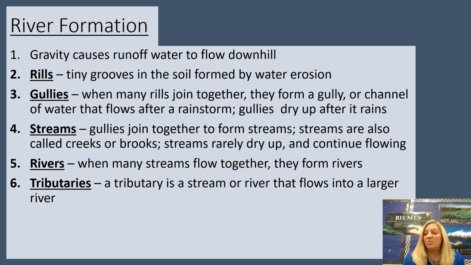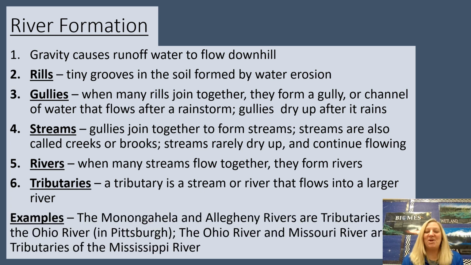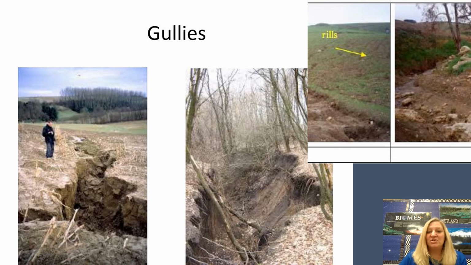Tributaries are just one river that flows into another river. Pretty much any river can be a tributary. It's just one river or stream that flows into a larger one. Here in Pittsburgh, we have the Monongahela and the Allegheny rivers. These are both tributaries to the Ohio River. But the Ohio River is a tributary itself. It is a tributary to the Mississippi River. Just because you have tributaries does not mean that you cannot also be a tributary. Now, pictures of what these look like.